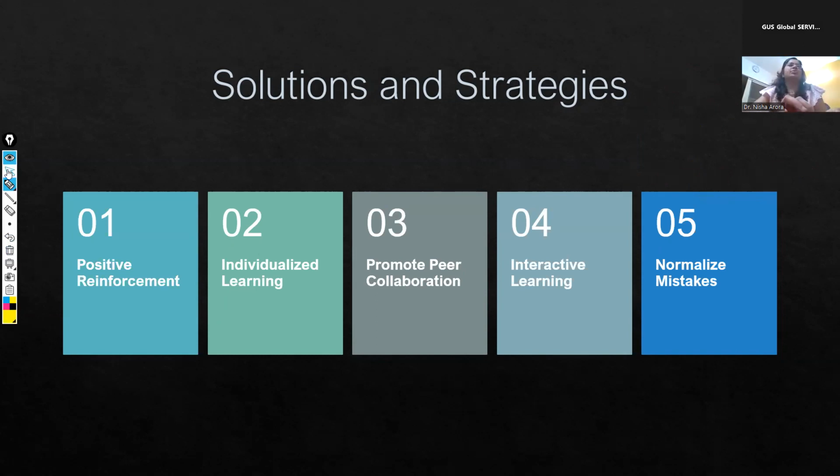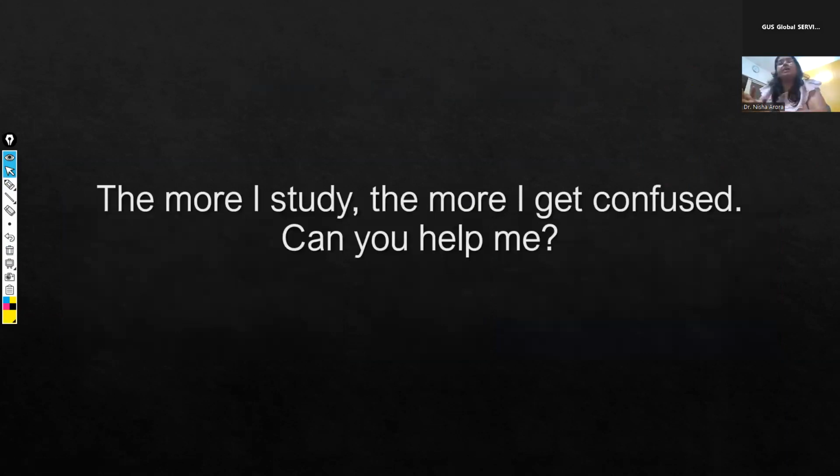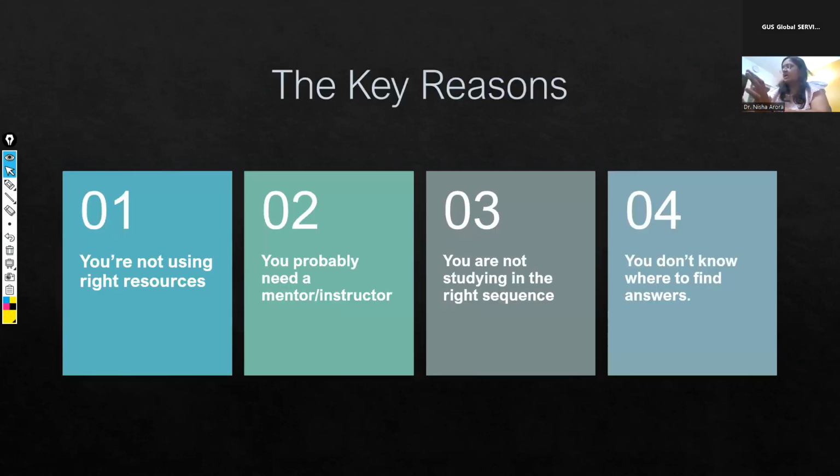Okay. So let's talk about the second question. Somebody says, I get confused. If I study more, I try to learn more, I get confused. So in my opinion, the core reasons, the primary reasons are probably you are not learning from the best or right or suitable resources.